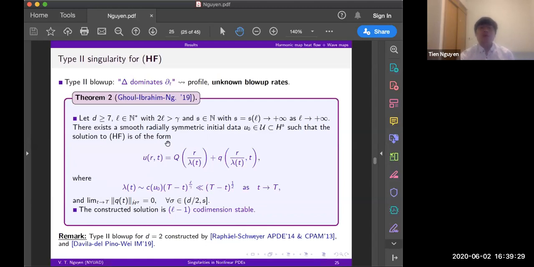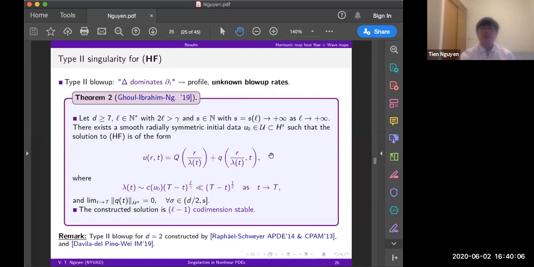Okay, so this is our research with Pierre Raphaël and Slim Ibrahim, showing that there is a tidal flow for the harmonic heat flow. What does tidal flow mean here? Formally, you can understand that the diffusion, the Laplacian, dominates the time derivative. So in some sense we know the profile, which is given by the scaling of the stationary solution, but we actually don't know the flow rate of the solution.